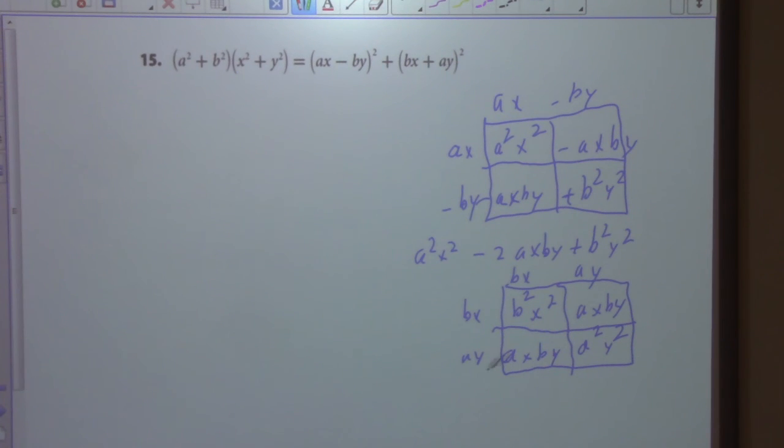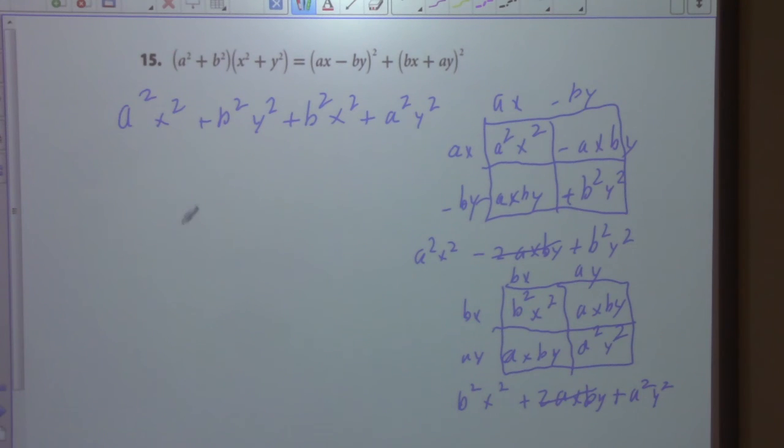So now our product here is going to be b squared x squared plus 2ax by plus a squared y squared. And then you add these together. When you add both these together, these two things will cancel out, and what are you left with? You're left with a squared x squared plus b squared y squared plus b squared x squared plus a squared y squared.